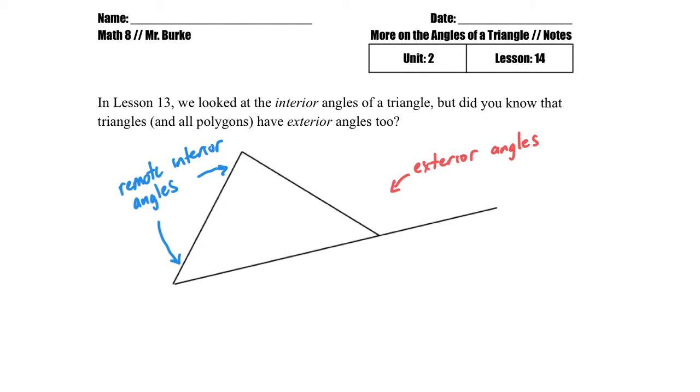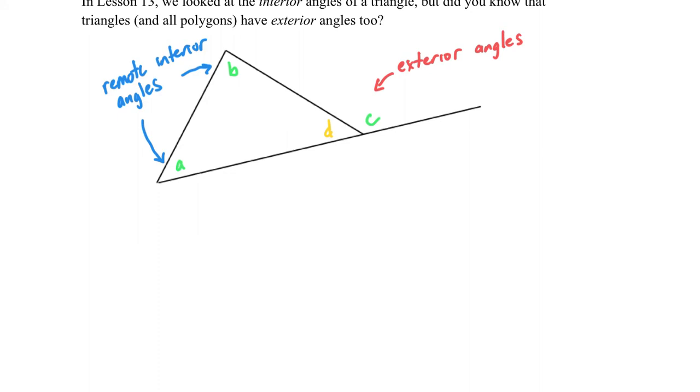So, what does that tell us? If I put in some labels here, let's label this as angle A, let's label this as angle B, let's label this as angle C, and then I'm just going to label this guy right here as D. Let's take a look at what happens here. We learned in the last lesson that if I do angle A plus angle B plus angle D, that's going to equal 180 degrees because I've got three interior angles of a triangle, so they add up to 180.